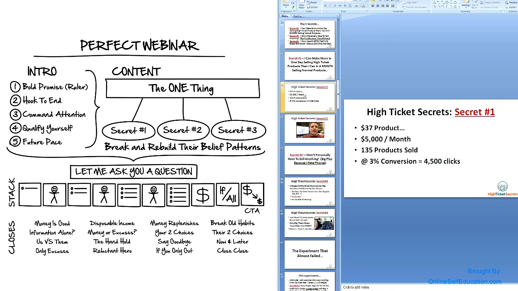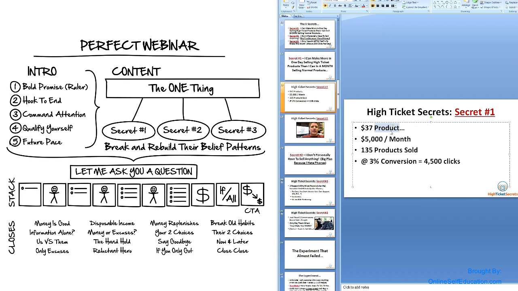And then I talk about how, to make $5,000 selling a high ticket thing, I just have to sell one. Or if I'm selling a $25,000 thing, I just have to sell one every 5 months to make the exact same amount of money as it took you to make with a $37 product. My goal is to break their belief pattern. You think you have to sell $37 products. I've got to break that, and then rebuild it with the pattern I want you to believe.